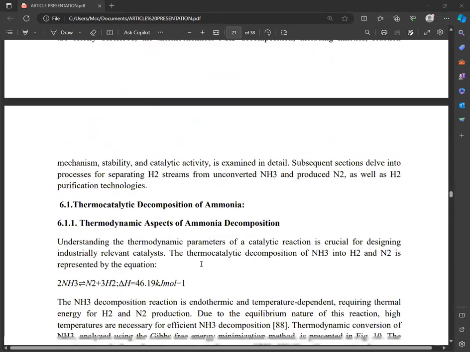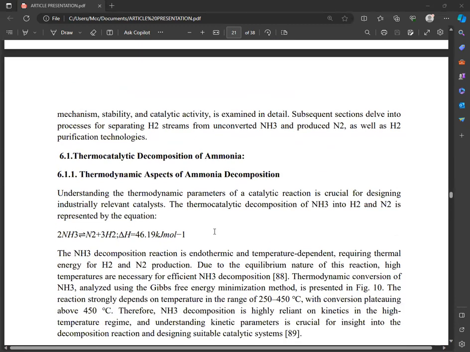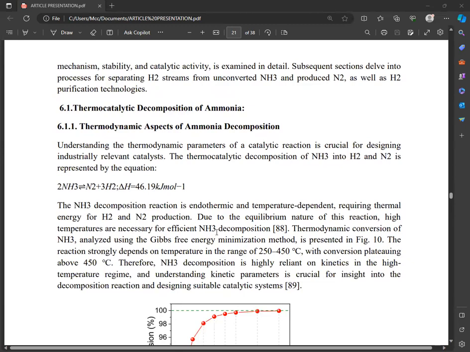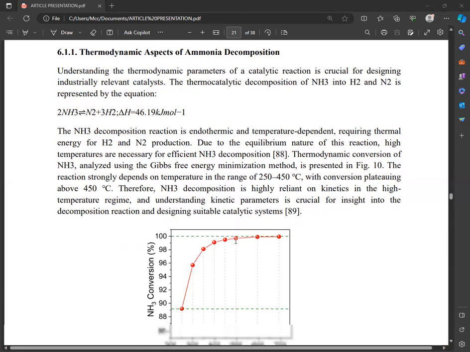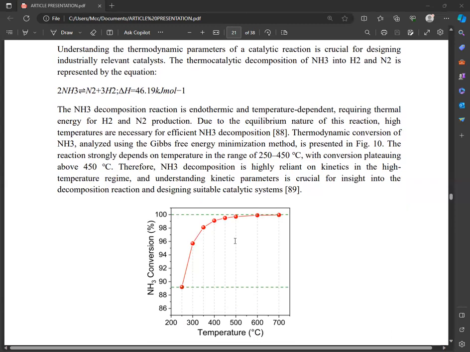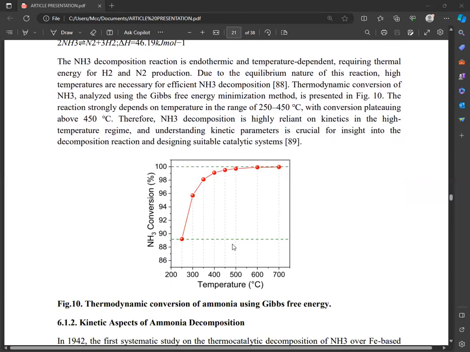So let's have an overview of how we can produce hydrogen from ammonia. The first reaction is known as the thermocatalytic decomposition of ammonia. Understanding the thermodynamic parameters of a catalytic reaction is crucial for designing industrially relevant catalysts. The ammonia decomposition reaction is endothermic and temperature dependent, requiring thermal energy for hydrogen and nitrogen production. And due to the equilibrium nature of this reaction, high temperatures are necessary for efficient ammonia decomposition.